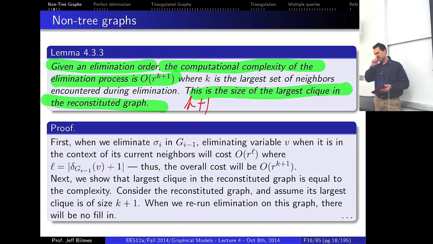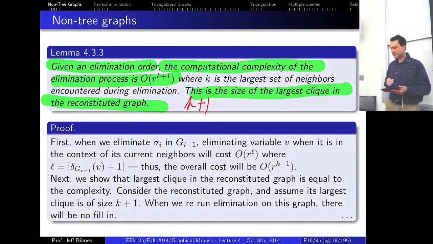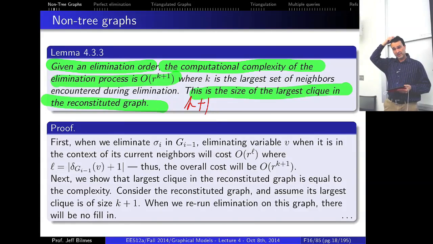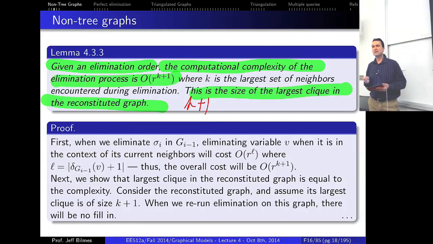Okay. So how do we show this? Remember the notation we had last time when we're eliminating graphs: G0 is the original graph, and G1 is the resulting graph after we've eliminated the first variable. G2 is the graph after we've eliminated the first two variables, and so on, up until we've got Gn minus 1, where we've eliminated all but one. And then Gn, of course, is, in some sense, the empty set.